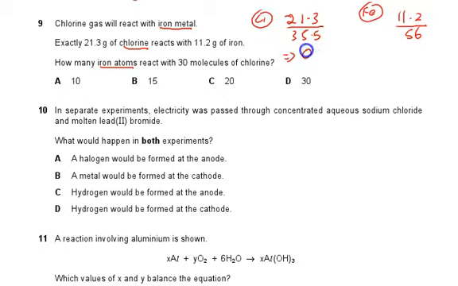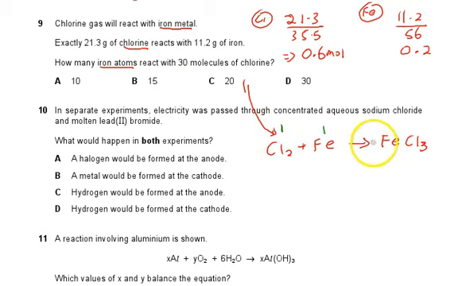For chlorine, I'm getting 0.6 mole. And for iron, 11.2 divided by 56, I'm getting about 0.2. To be more clear, we can do an equation. Chlorine gas with iron becomes iron chloride. We have to balance this first. So here getting 2, and here is 3. So we have the ratio 3 here, and 2 and 2 over here. From what we get over here, this is 0.6 mole, and for iron, we have 0.2 mole.